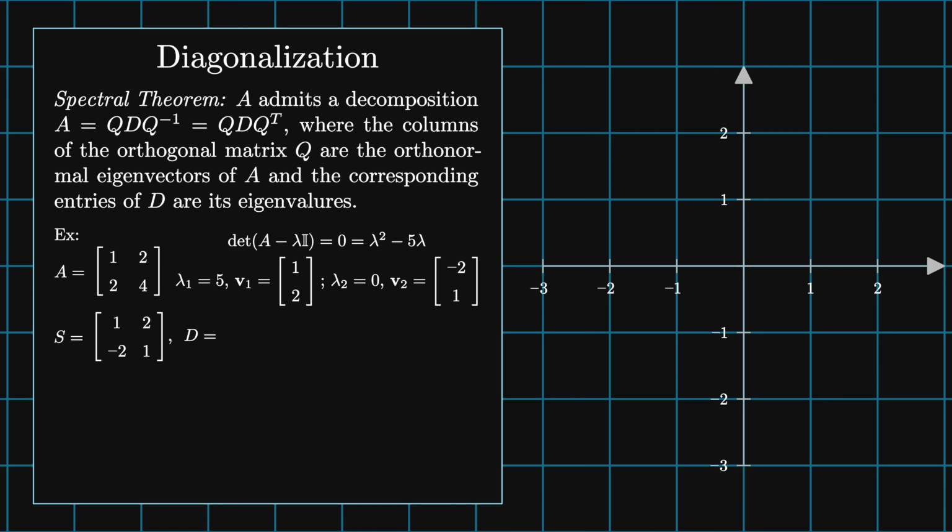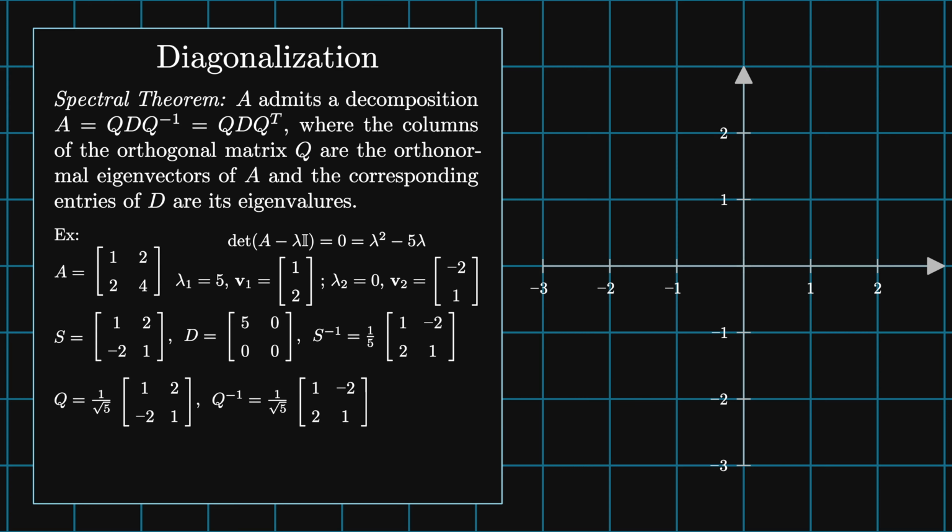Both eigenvectors have length root 5, so we can divide the whole S matrix by root 5 to get our Q matrix: 1 over the square root of 5 times 1, 2, minus 2, 1, and Q inverse is equal to Q transpose. Now Q is a rotation about the origin that aligns the unit vectors x hat and y hat with the unit vectors v1 hat and v2 hat.